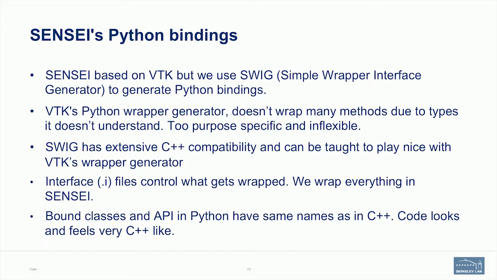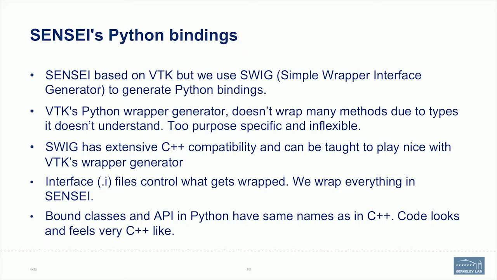Swig is this tool that parses your header files, takes a configuration file, and spits out Python bindings. So it's a really great tool if you're trying to wrap C or C++ code in Python. It understands modern C++, C++11, and it has enough flexibility that we can teach it to treat VTK wrapped Python in the way that VTK expects. So Swig can actually play nicely with VTK's Python objects.